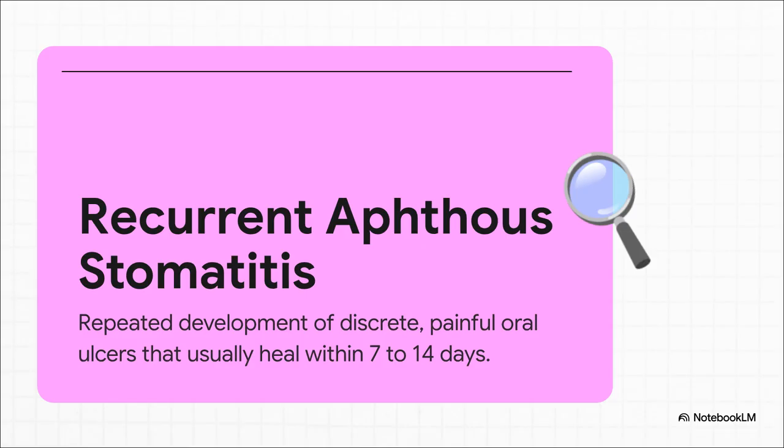So what is the official definition we're working with here? Well, recurrent aphthous stomatitis is all about repeated episodes of these really distinct, painful ulcers inside the mouth. The 2 keywords to lock in your brain are recurrent, which just means they come back, and discrete, meaning they're these well-defined sores, not just some vague, general inflammation.